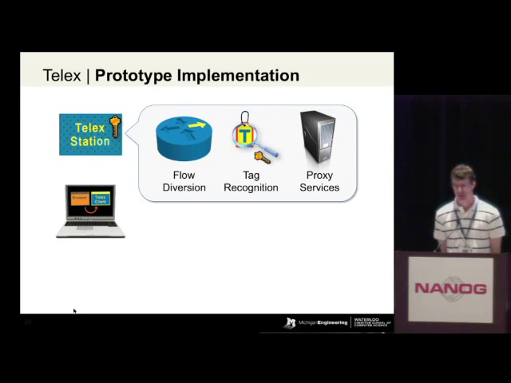So we have a working prototype at this point, and we've been running this out of our lab at the University of Michigan. And I just want to go quickly through what we've done and what we plan to do in the coming months and this year in terms of actually getting this deployed and scaled up. So I'll start with the Telex station. It has basically three components. It has a flow diversion, a tag recognition, and a proxy service component.